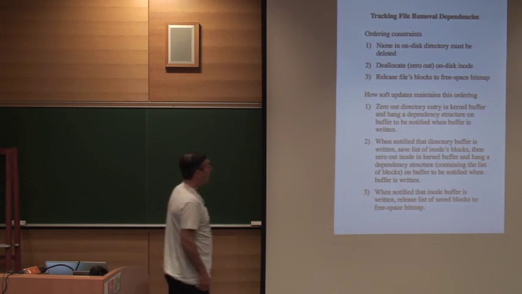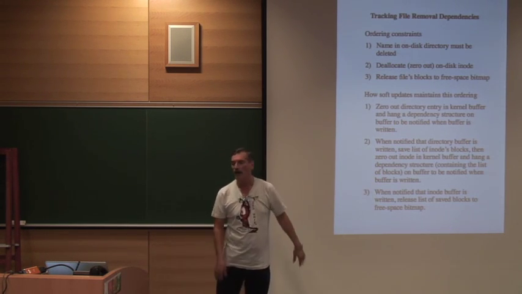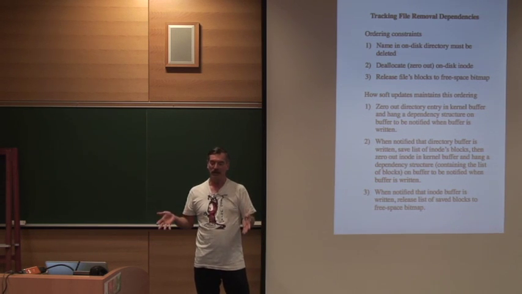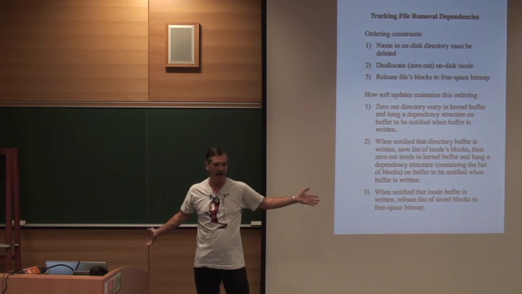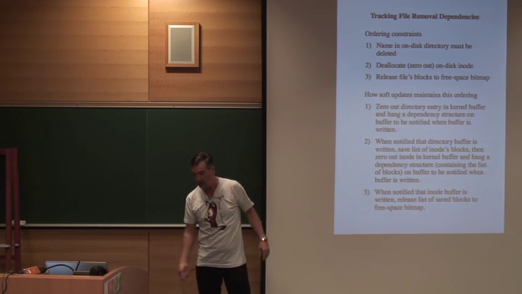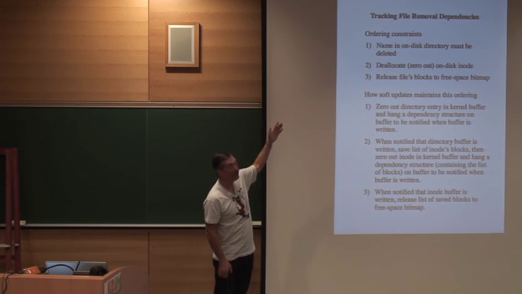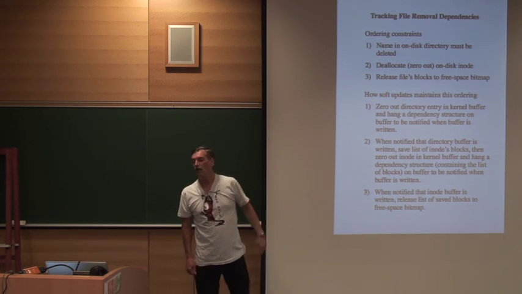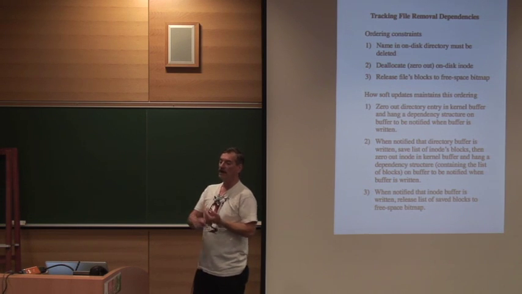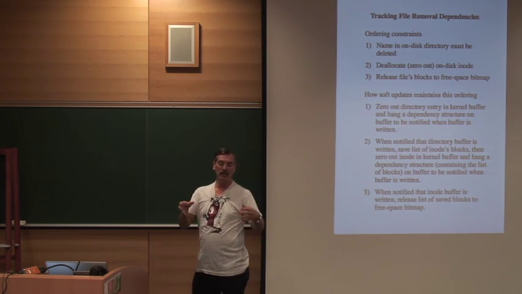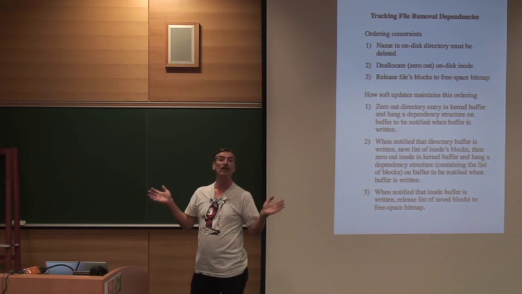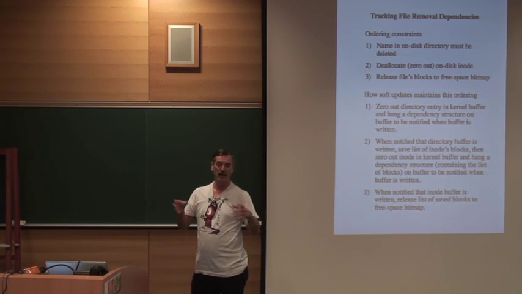OK, so this is just one little example. The thing about SoftUpdates is not that any particular piece of it is complex. There's just a lot of it because there's a huge number of cases you have to deal with. So let's walk through removing a file. The ordering constraints are that the name in the directory that points to the inode has to be gone first. You don't want to have a name in a directory that points at something that's unallocated.